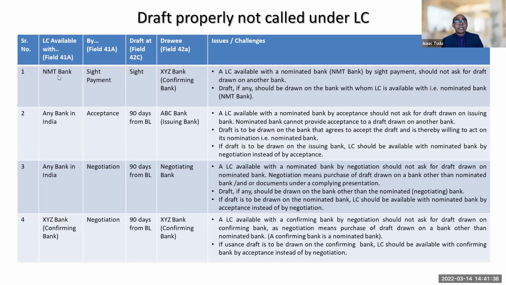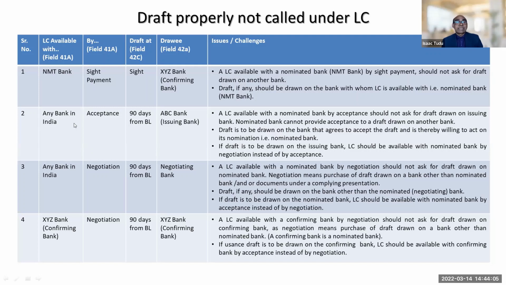LC available with any bank by sight payment, draft is needed, sight draft has been asked, drawee is XYZ bank, which is a confirming bank. What is the issue with this scenario? Here you can observe the LC is available with a nominated bank by sight payment. In that case, the draft should not be drawn on another bank. The draft should be drawn on the issuing bank only.